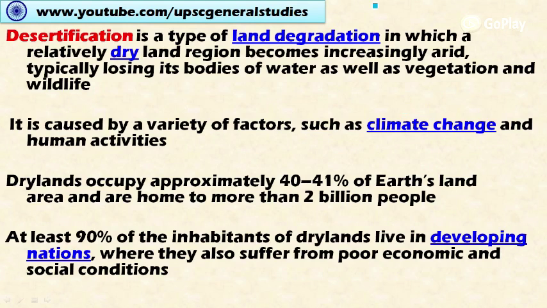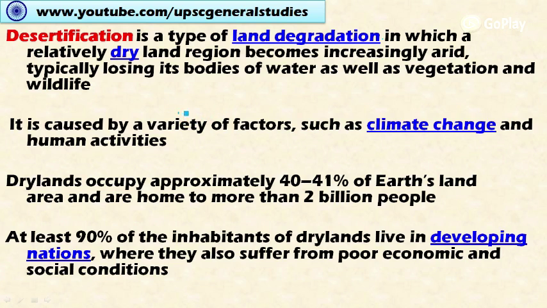Before that, let's look at what desertification is. Desertification is a type of land degradation in which a relatively dry land region becomes increasingly arid, typically losing its bodies of water as well as vegetation and wildlife. Here, desertification does not mean the expansion of the desert.